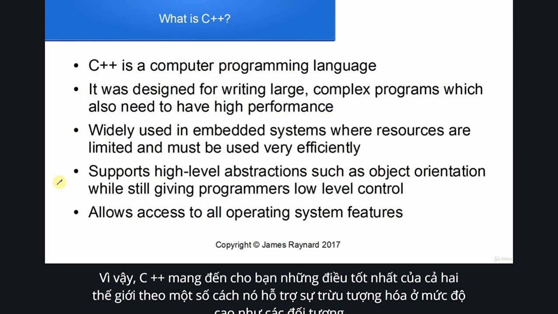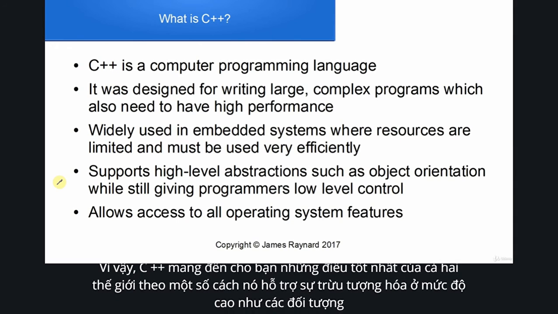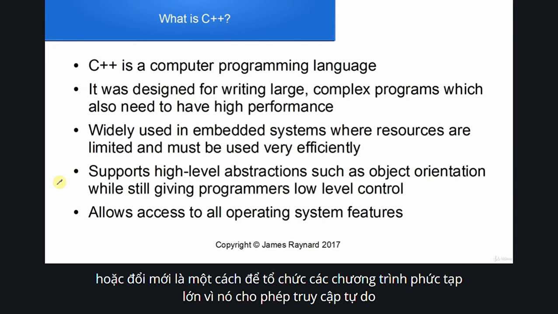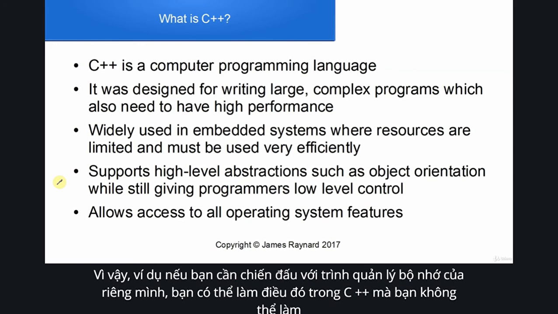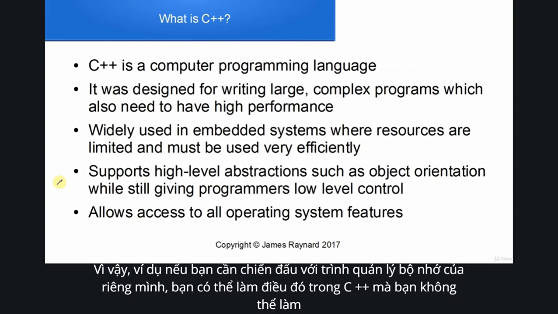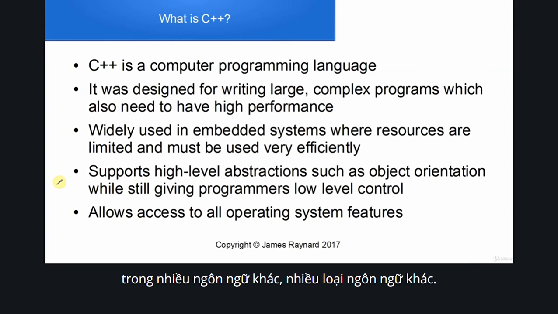So C++ gives you the best of both worlds in some ways. It supports high-level abstractions such as object orientation, which is one way for organising large, complex programs. But it still gives programmers access to all the low-level features. So for example, if you need to write your own memory manager, you can do that in C++, which you can't do in many other high-level languages anyway.